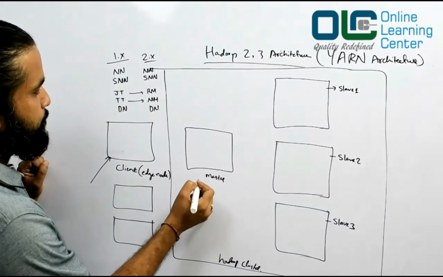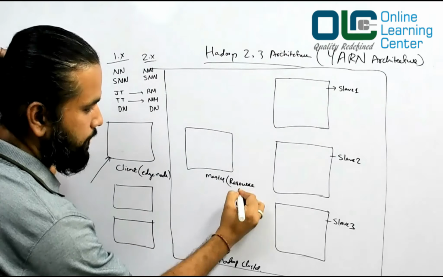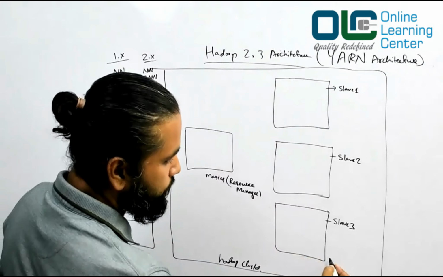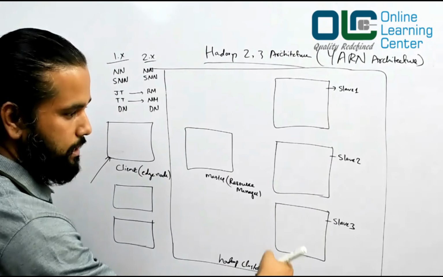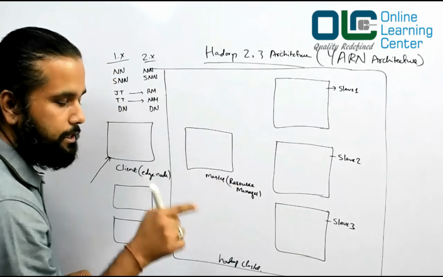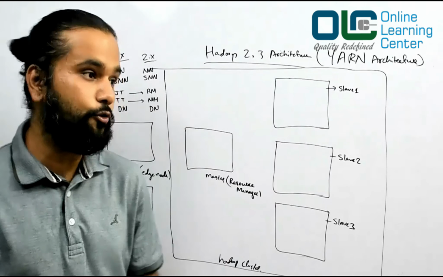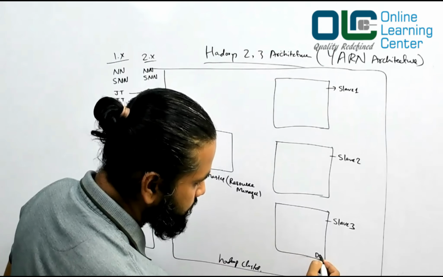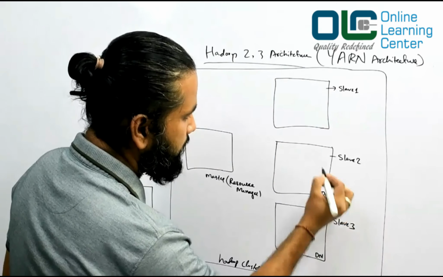So this is basically your resource manager, and then you have all these nodes. In all these nodes, these are the slave machines. If they are slave machines, then it means they store the data for you, which means data nodes. So you will have data nodes here.